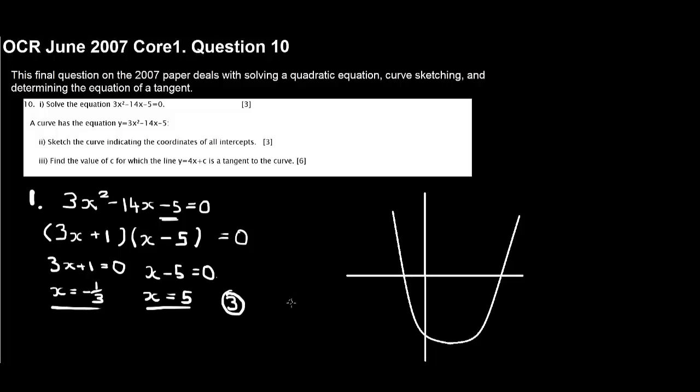Part 2 says sketch the curve. I've roughly sketched it earlier on. There's a y-axis, there's the x-axis. Showing the intercepts. There are 3 intercepts we've got to show. The first one there is the first solution, there is minus a third. That's one intercept. The second one is that one, which is plus 5. And the third one is the intercept on the y-axis. And we need to do just a little bit of calculation to find that.